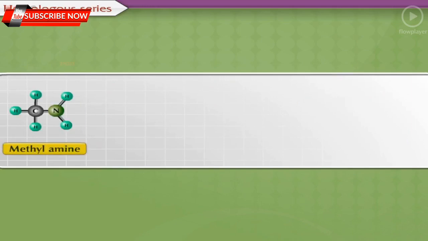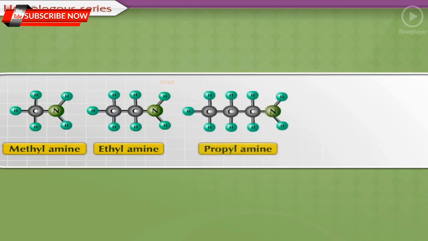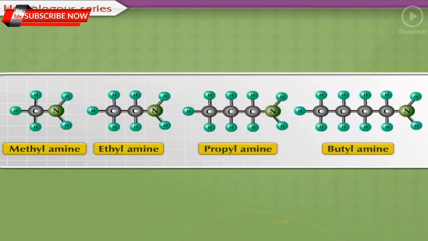Methylamine, that is CH3NH2. Ethylamine, that is CH3CH2NH2. Propylamine, that is CH3CH2CH2NH2. And butylamine, that is CH3CH2CH2CH2NH2, constitute the homologous series of amines.